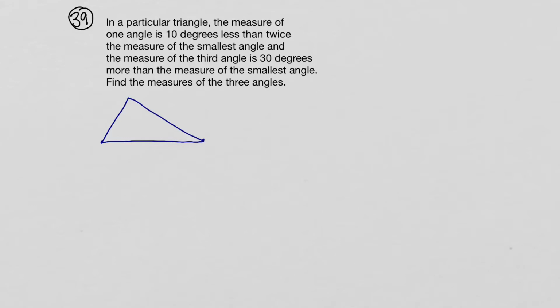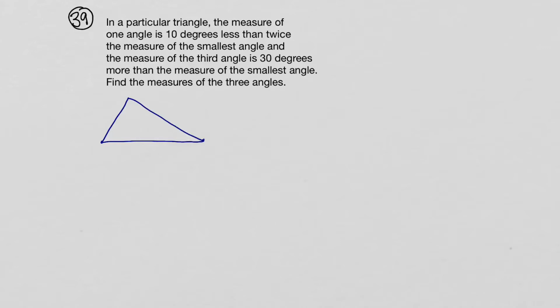We know that one angle is 10 degrees less than. Now, remember, here's that "less than." So what comes after "less than" is where we start. So 10 degrees less than twice the measure of the smallest angle. So what's coming after "than" is the smallest angle. So why don't we let x be the measure of the smallest angle?